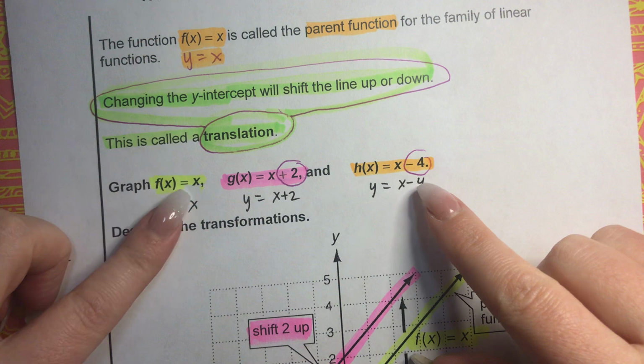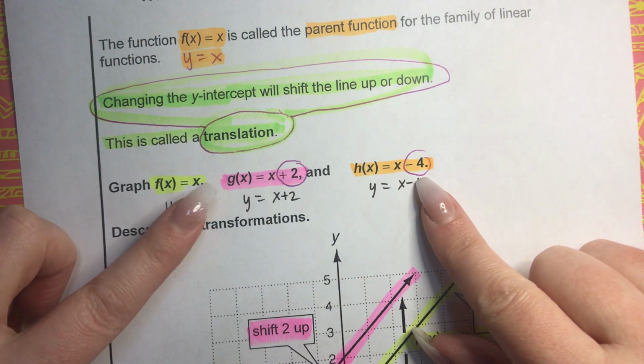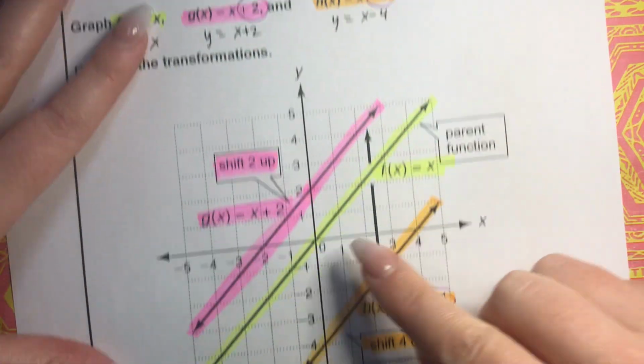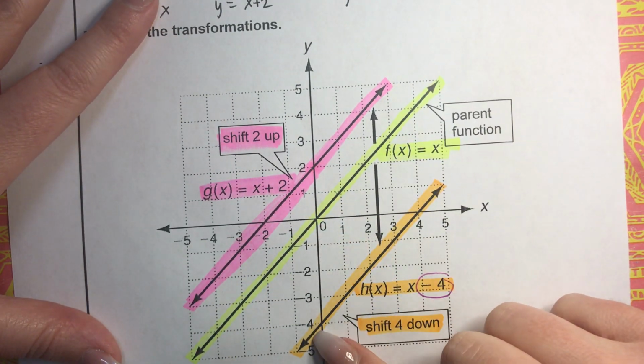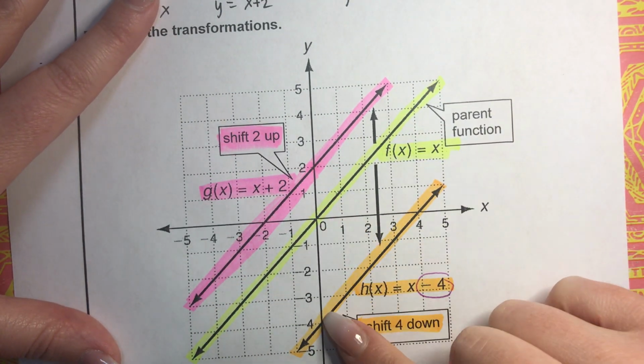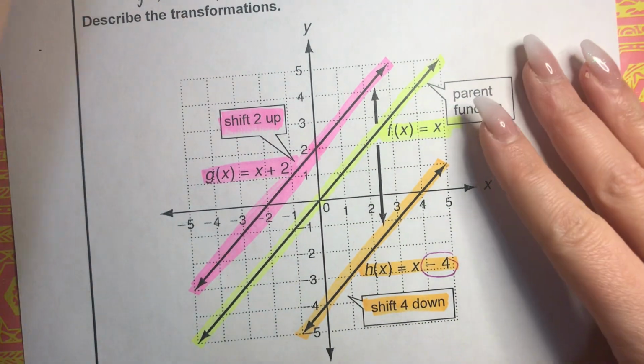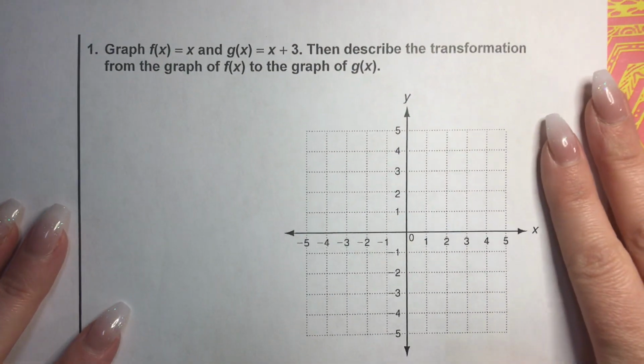And this one, if I compare the parent function to this one, it has a y-intercept of negative 4. So it went from 0 to negative 4, which means this line shifted down 4 units. It translated down 4 units to this one. Okay, so that's basically what we're going to be doing with these first couple problems, talking about translations.